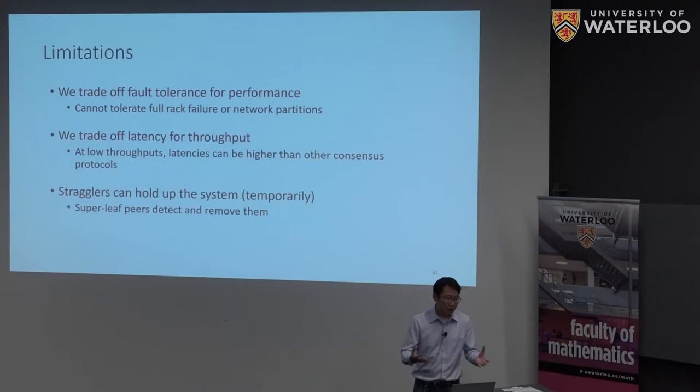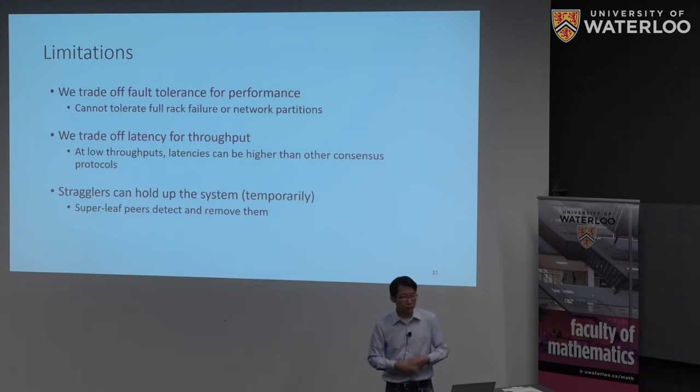And finally, stragglers in the system can hold up the completion of a consensus cycle, at least temporarily. This is more of a problem for transient stragglers. For more persistent or permanent stragglers, we can identify these and remove them from our system.